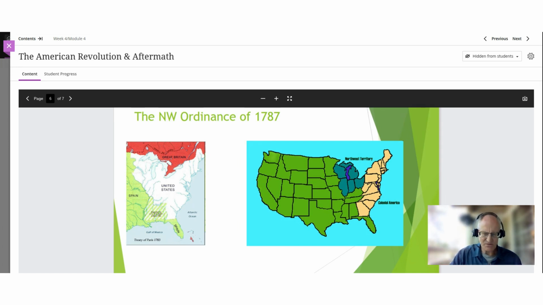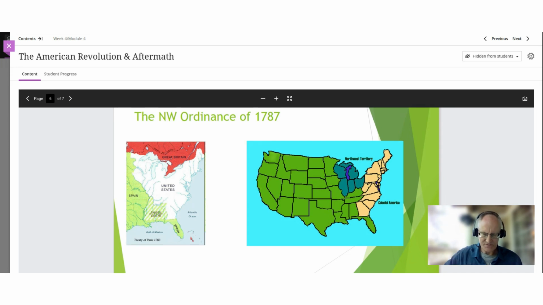And this ordinance also benefited, because land was so cheap, it benefited land speculators who began to buy land and then turn it around and resell it at greater cost for greater profit for themselves. For better or worse, many of these speculators were actually members of Congress themselves, the National Congress.